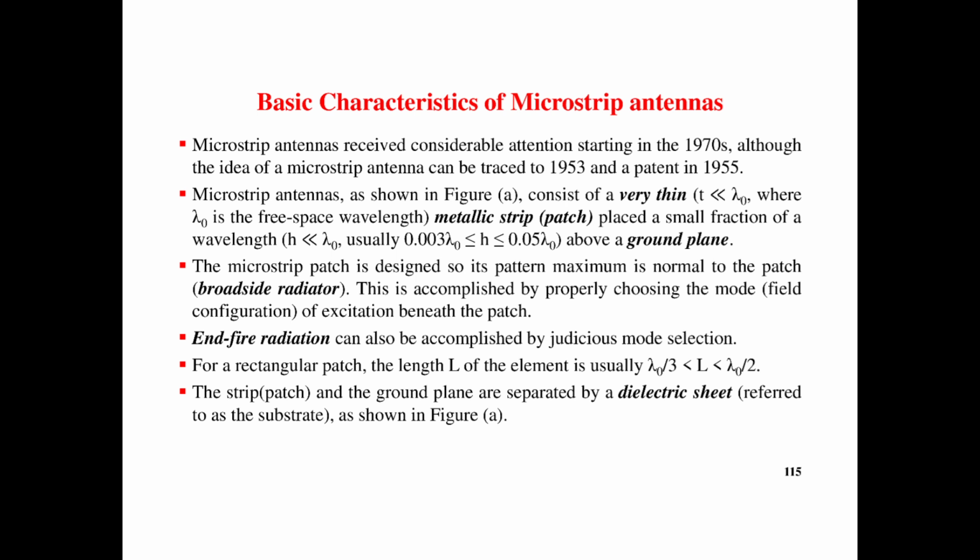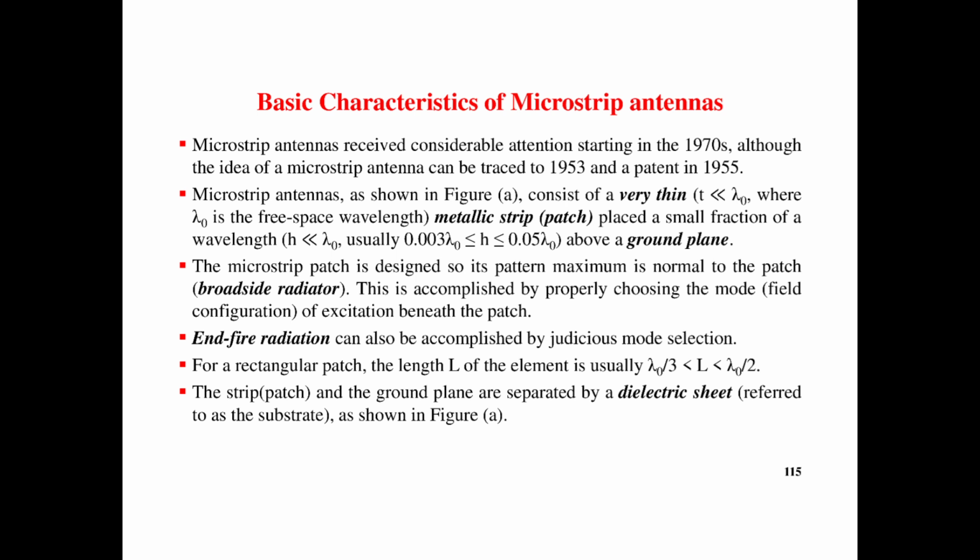Basic characteristics of microstrip antenna. Microstrip antennas received considerable attention in the 1970s, although the idea was traced to 1953. A microstrip antenna consists of a very thin metallic strip, with thickness t much less than lambda naught, where lambda naught is the free space wavelength, placed a small fraction of a wavelength above the ground plane.